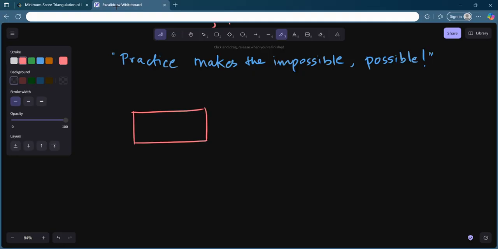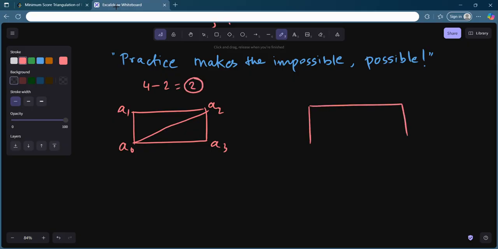Let's say you have this polygon. This is a quadrilateral, but it is also a polygon. Let's say these are the values which you are given in your array: a0, a1, a2, a3. Now what you can do is divide this polygon into triangles. This can be a possible division. For 4 sides you get 4 minus 2 equals 2 triangles. What you could have also done is divide it into something like this, with a0, a1, a2 and a3.